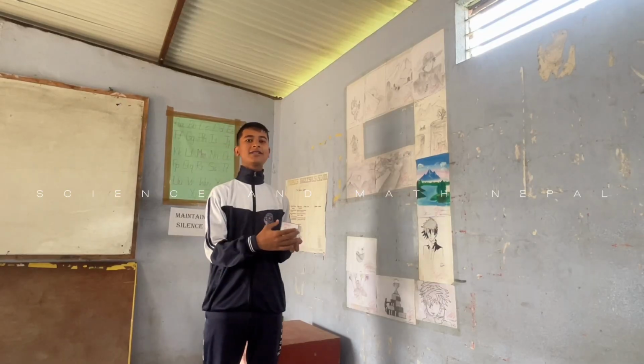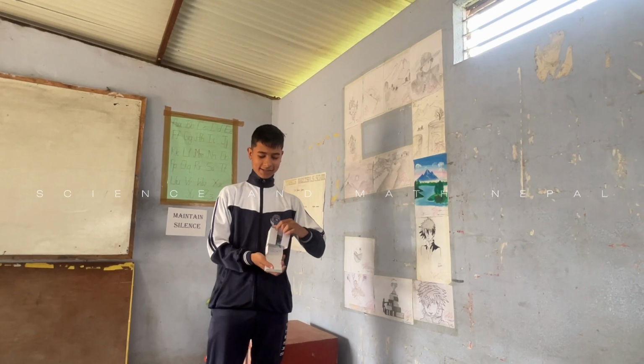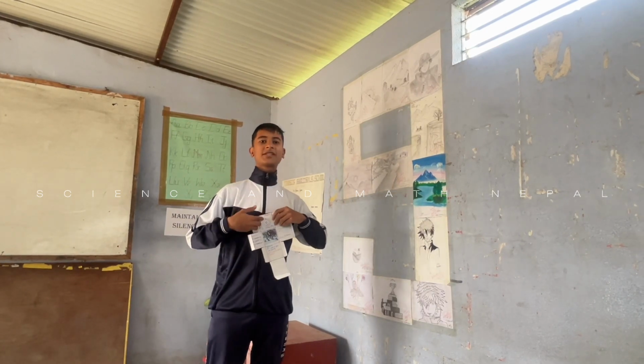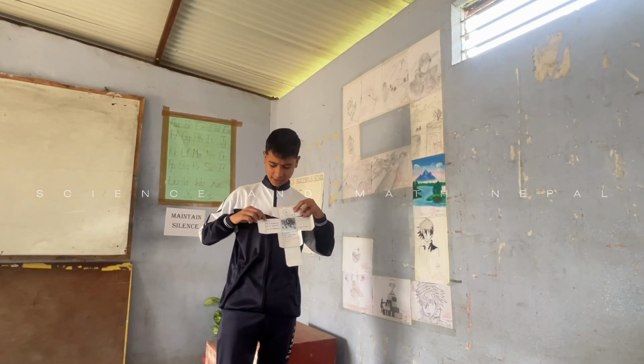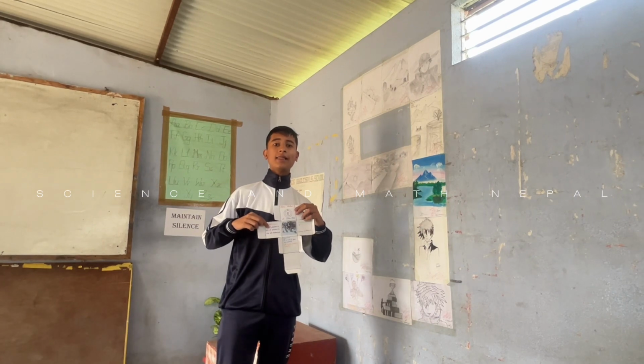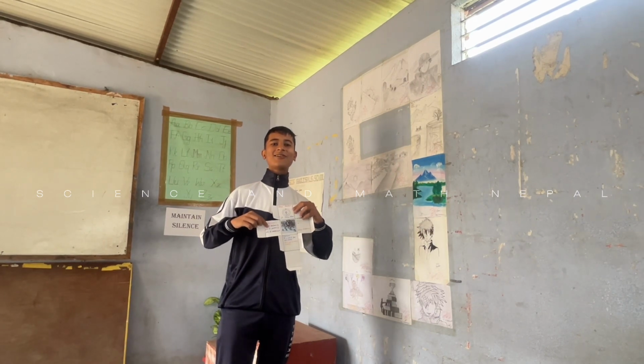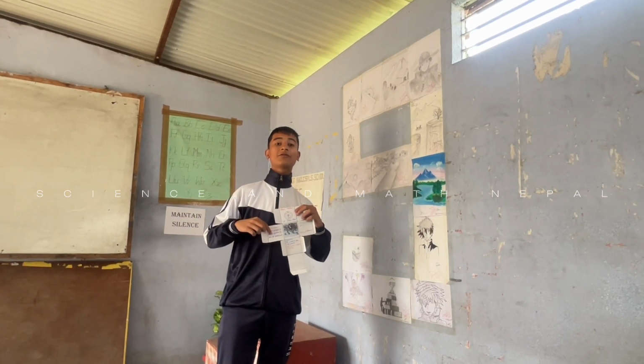Lithium. It is the solid lightest element in our periodic table. This is the atomic structure of lithium. The atomic number of lithium is 3. The total number of electrons present in lithium is 3. The number of protons is 3. The number of neutrons is 4.